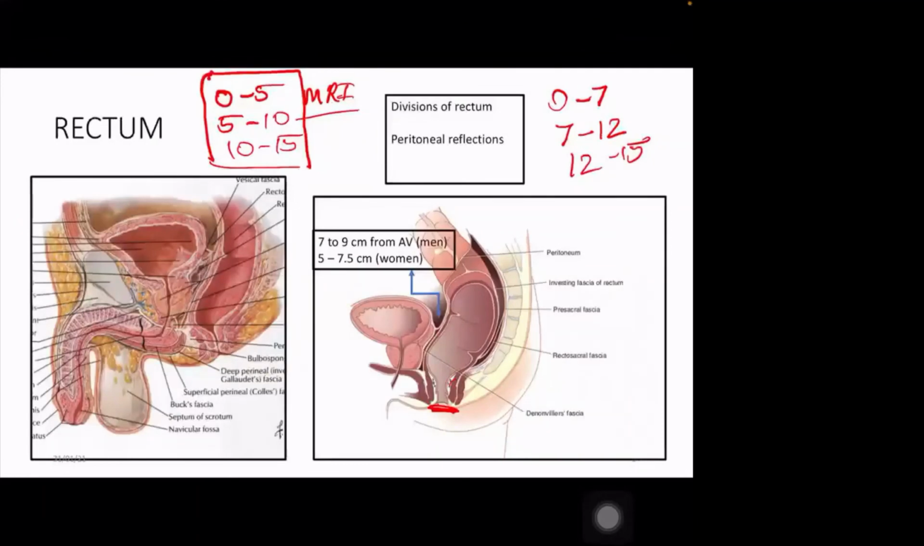Also, apart from this, the rectum is enveloped by a visceral peritoneum, and that is called the fascia propria of the rectum. So the rectal tube, as such, is enveloped in a covering called the fascia propria of the rectum.